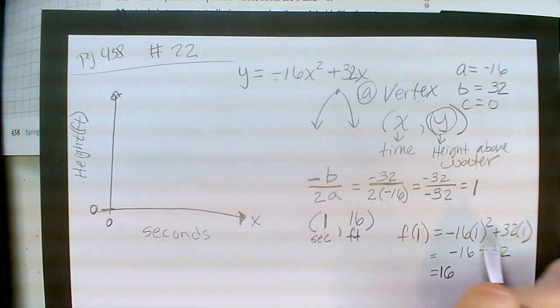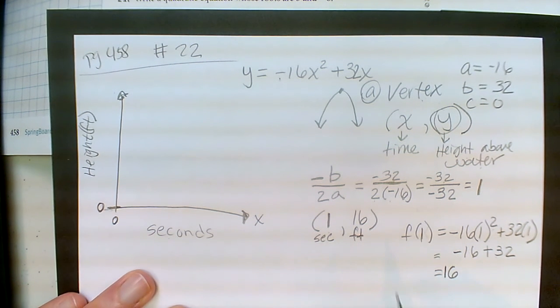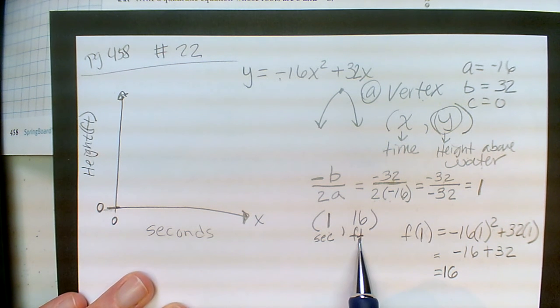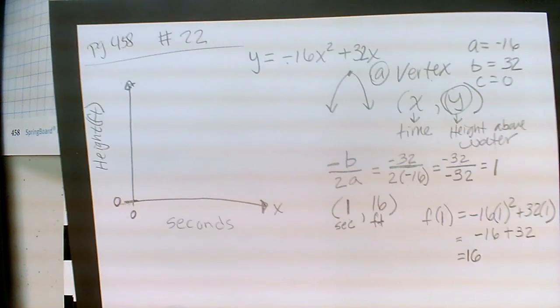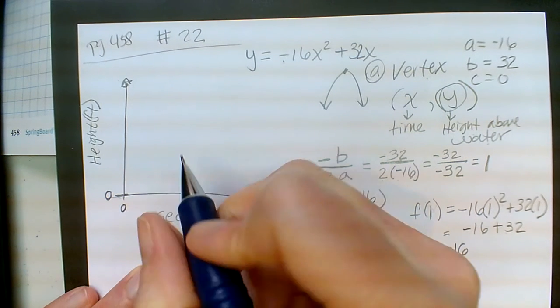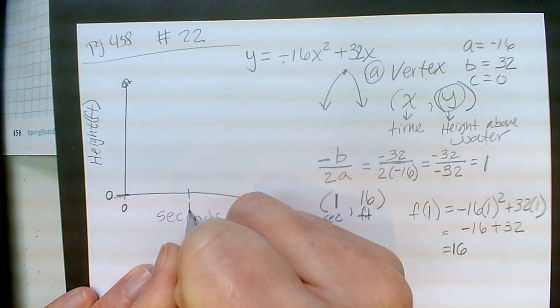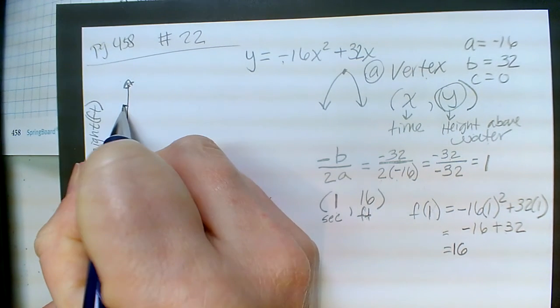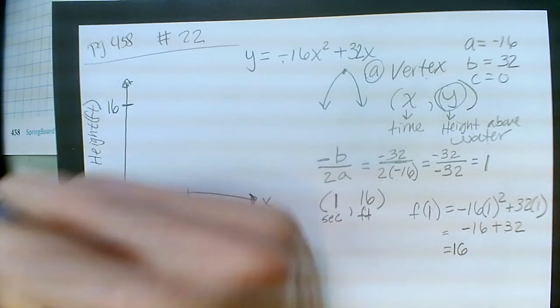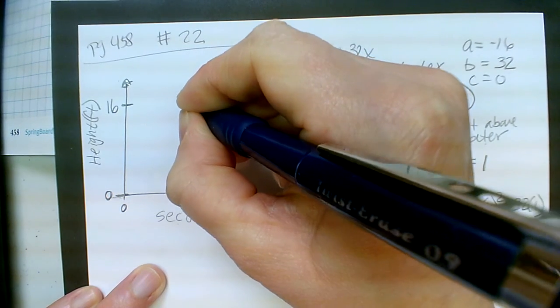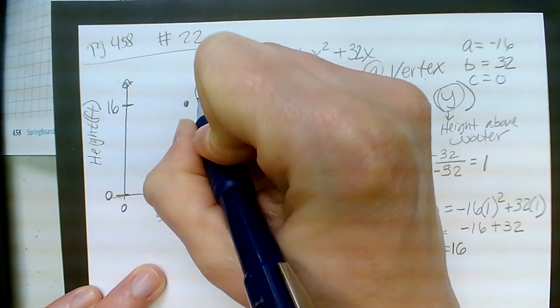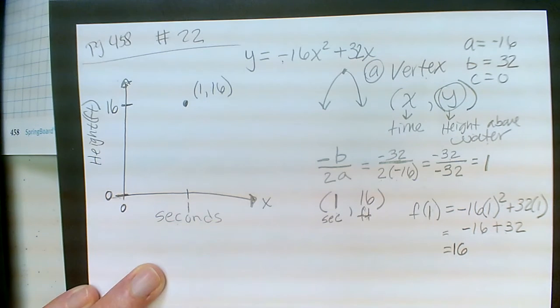OMG. So that whale is literally, after 1 second, 16 feet above the surface of the water. That's pretty impressive, y'all. I'm impressed. Okay, so let's say that this is 1 second right here, and let's say that this right here is 16 feet. That means our vertex, or our max point, is right here at 1 second and 16 feet.